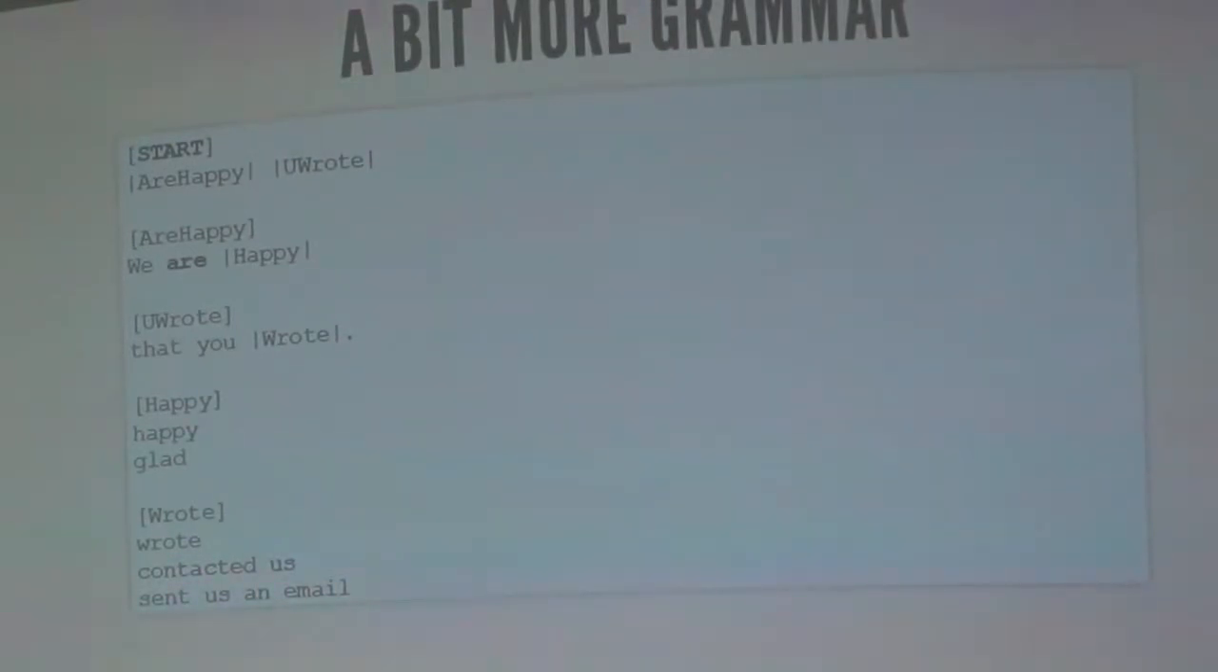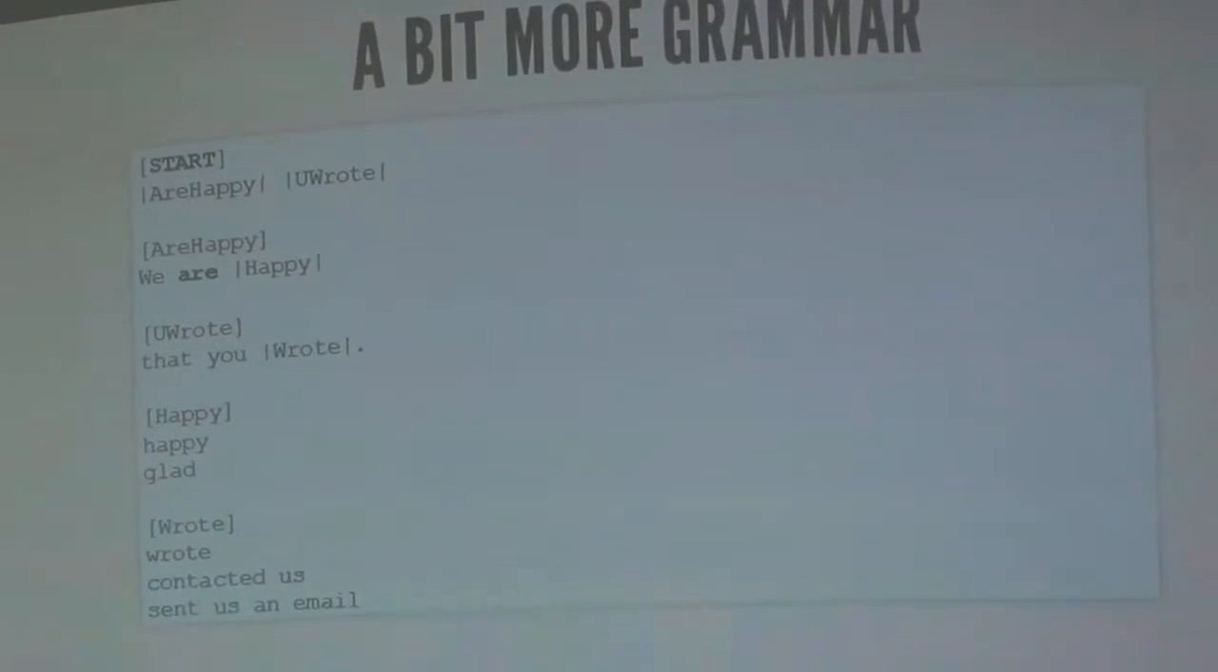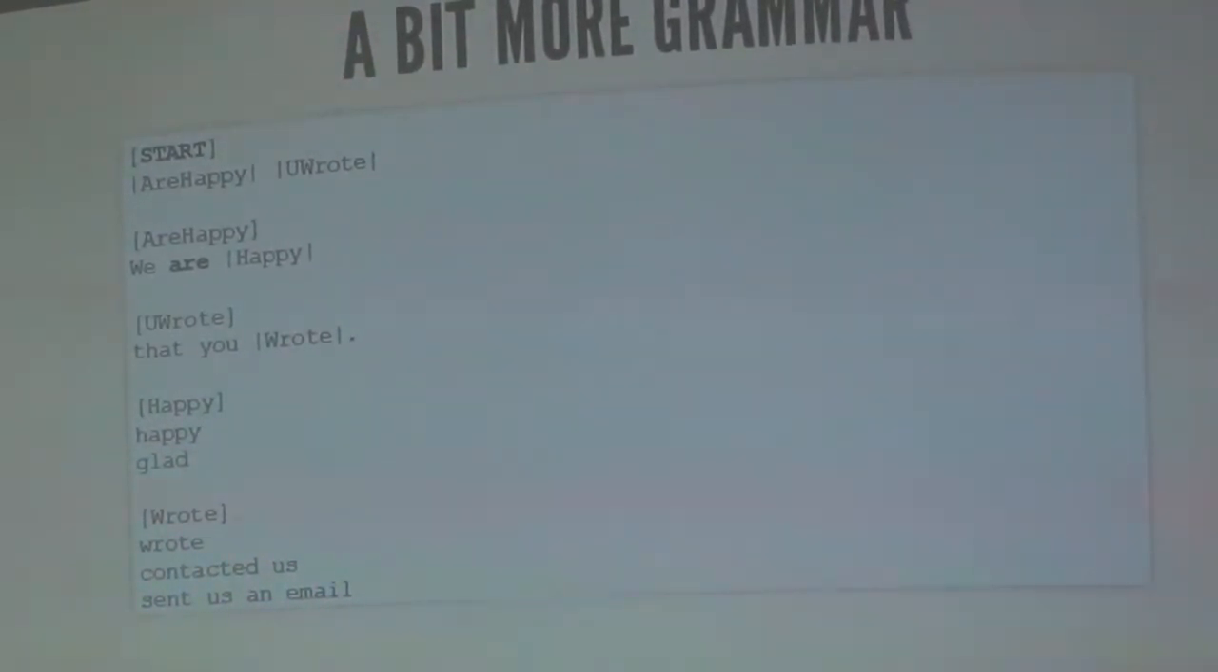Let's try something a bit more complex. Let's try to define a grammar that allows us for some depth. Let's say that we want to write an autoresponder. For example, we want to produce an email that says the same thing each time, but every time it does it in a different way. We want to send a message that says, we are happy that you wrote.